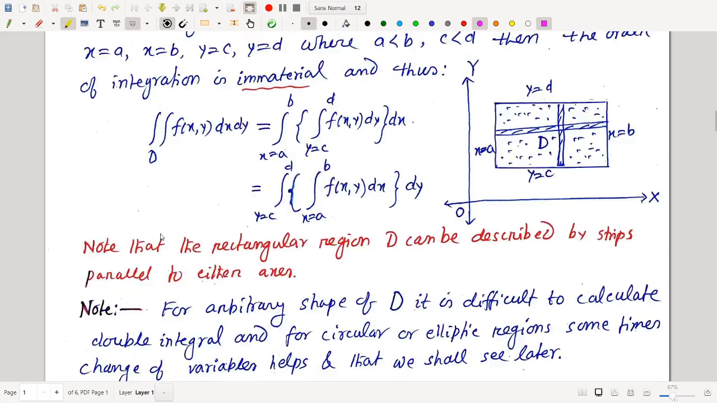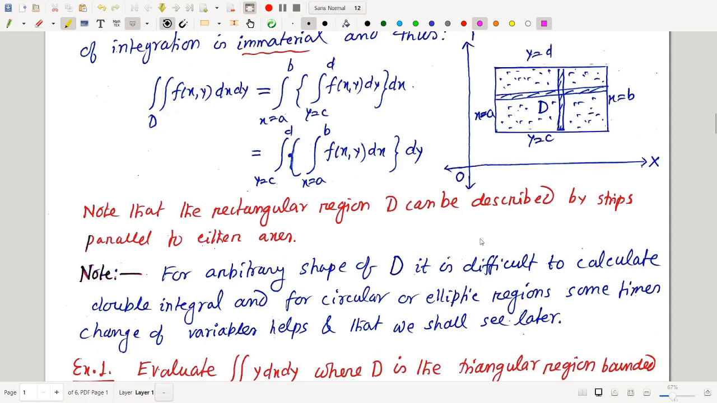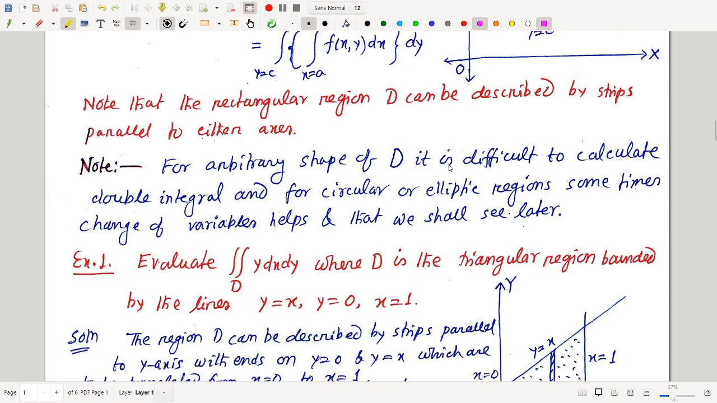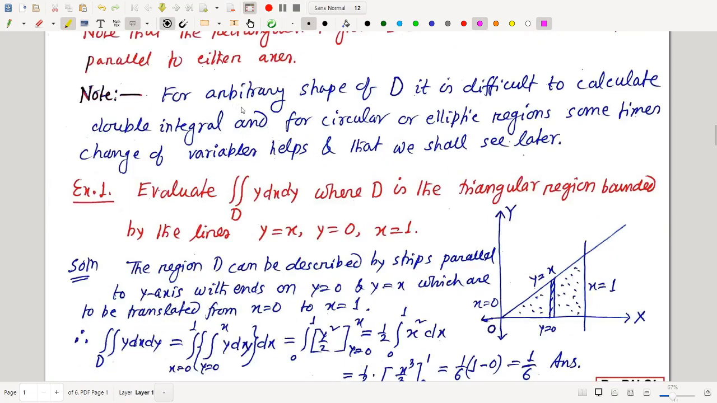This is because the rectangular region D can be described by strips parallel to either axis, either by vertical strips or by horizontal strips. So two ways we can calculate, but the value will be the same. Now another observation: if the region D has an arbitrary shape, it is difficult to calculate the double integral.